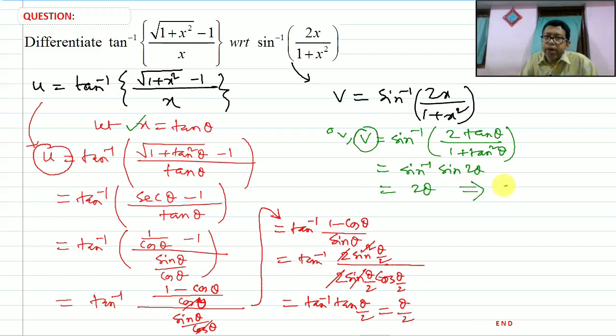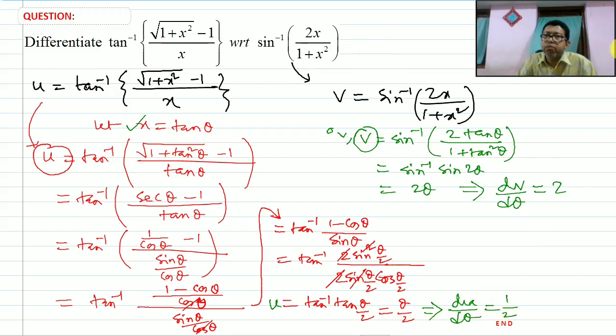From this you can find out dv d theta. What is dv d theta? dv d theta is equal to obviously 2, because the derivative of 2 theta with respect to theta is 2. And here also it is u. You started from u, so I write it here. u is equal to theta by 2. So what is du d theta? du d theta is obviously half, because the derivative of theta by 2 with respect to theta is half.